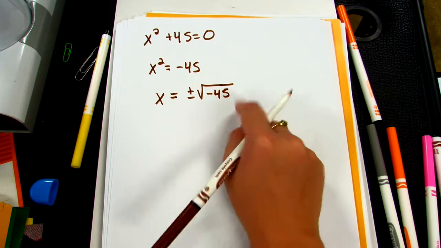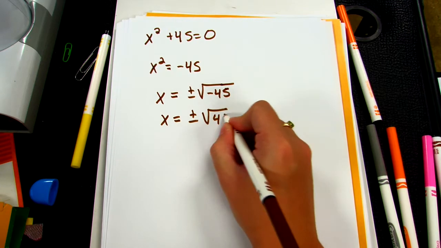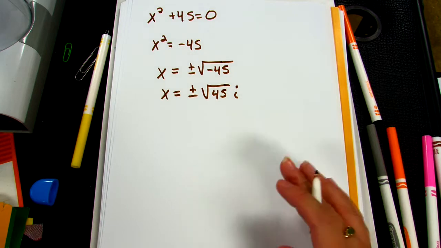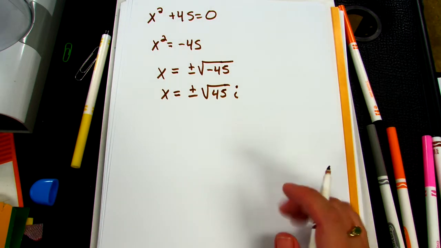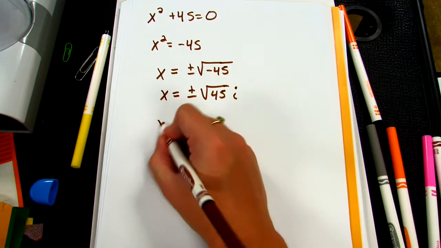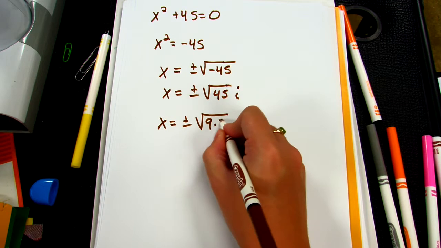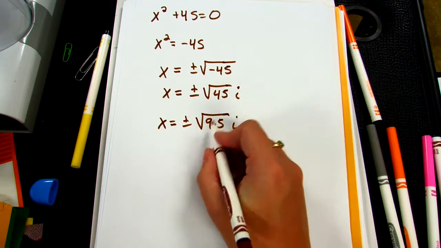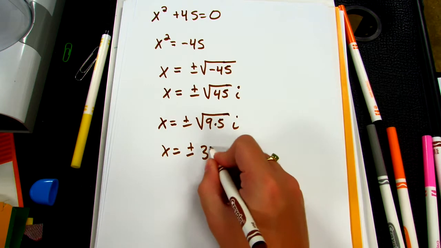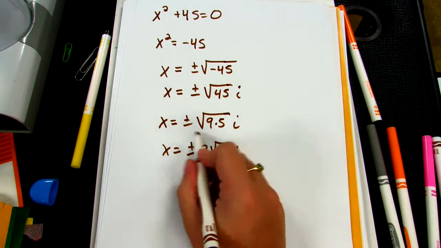So we're going to go ahead and pull out the i. So x is equal to plus or minus square root of 45 i. Okay, and then can 45 break down? Let's see. 9 times 5, right? So x is equal to plus or minus the square root of 9 times 5 i. The square root of 9 is 3, so x is equal to plus or minus 3 square root of 5 i. And then there is our answer.